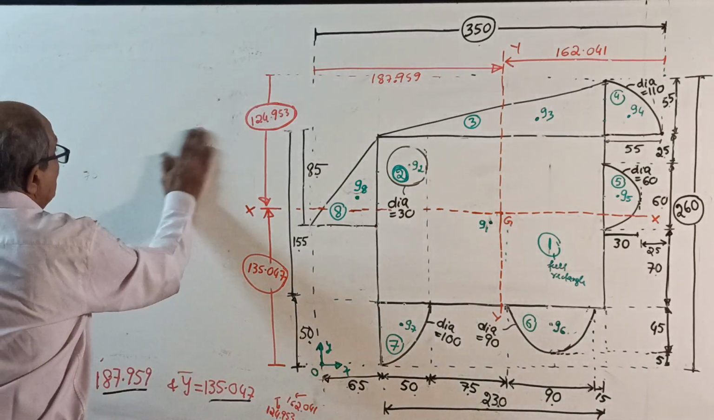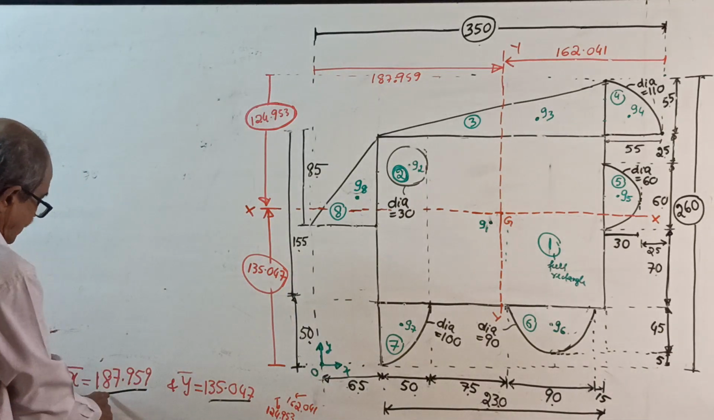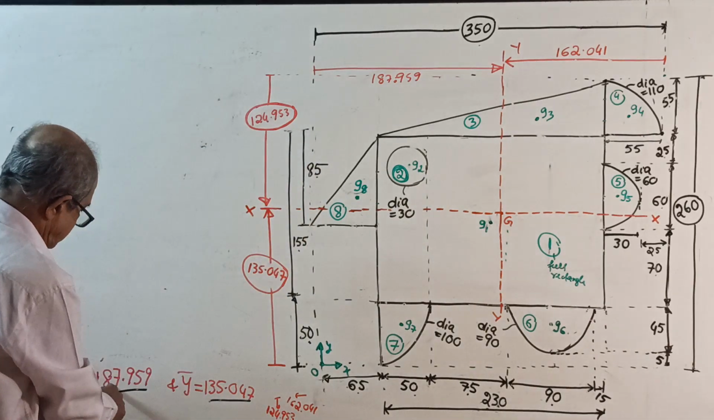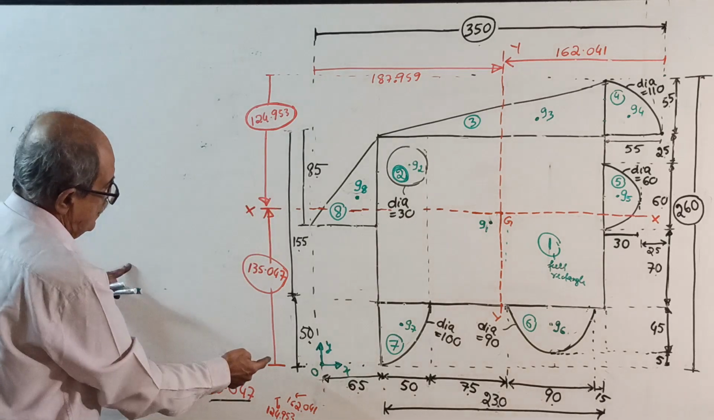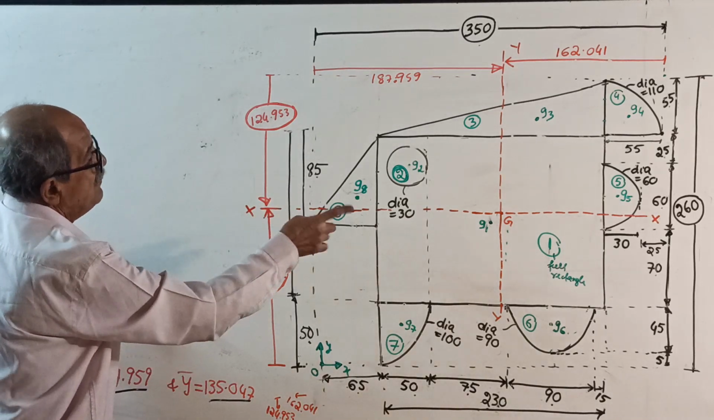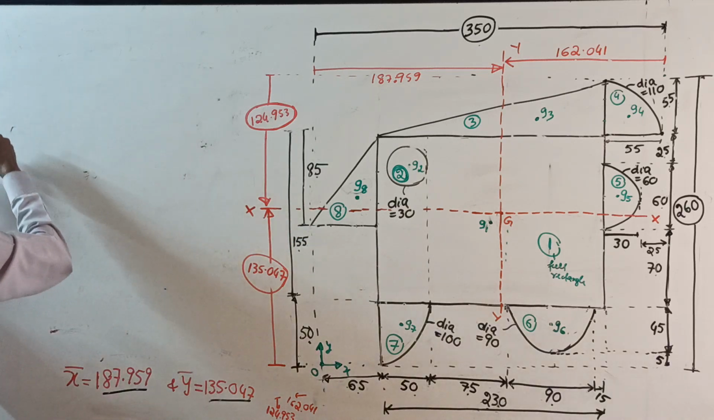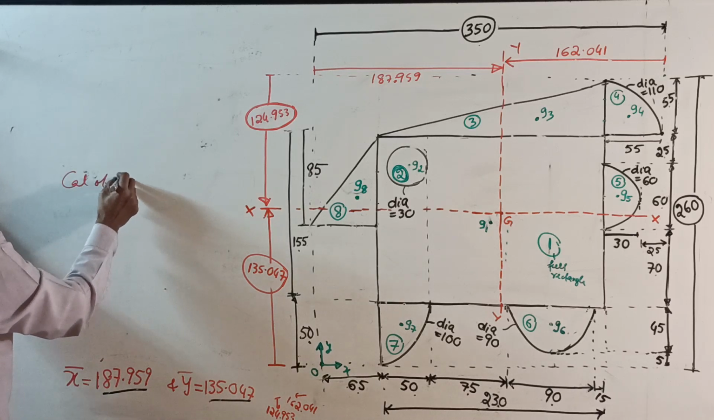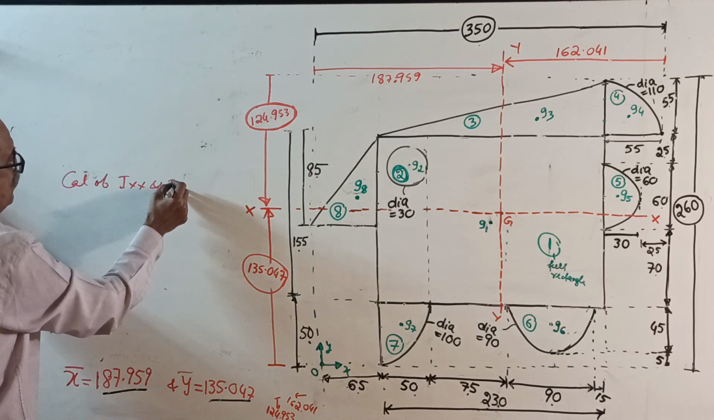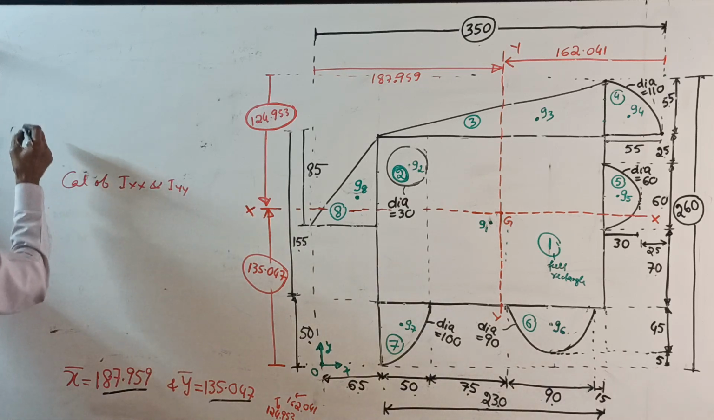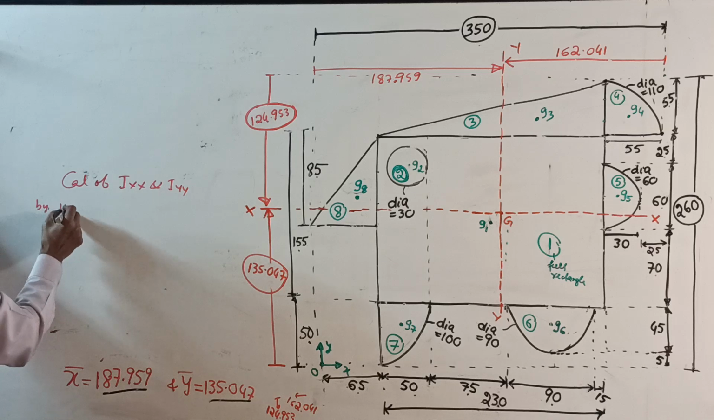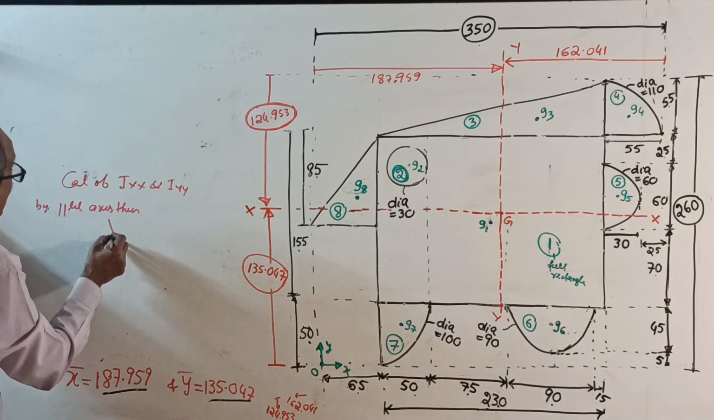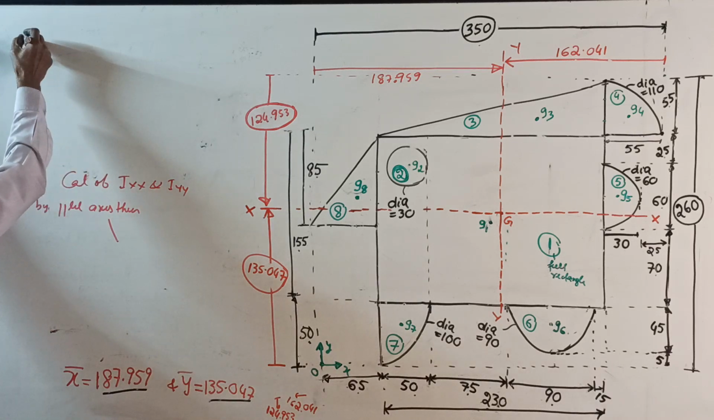Now, see, this is over 187.959, and 187.959, 135.047, correct? Everything is over. Now start. I want to rub everything. Calculation of I about xx and I about yy, right? By parallel axis theorem, right? I am writing here, don't write here.